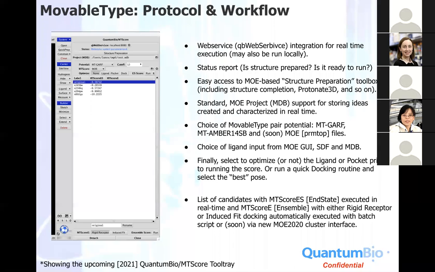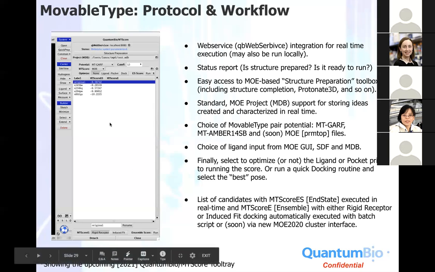The standard MDB or project file, so everything gets loaded into there and is then stored. And again, these are the storing of the ideas, and so you could literally do this in real time at a project meeting and so on and so forth. Choice of potential, certainly what input you want to use, whether it's coming from Mo or an SDF, and so forth. And then the key point is that once you've brought this in, you could optimize the structure, optimize the ligand, optimize the pocket, or even just redock the compound within the active site. And then finally, this is all listed out and stored, and so this would be something you could save from one run to the next.